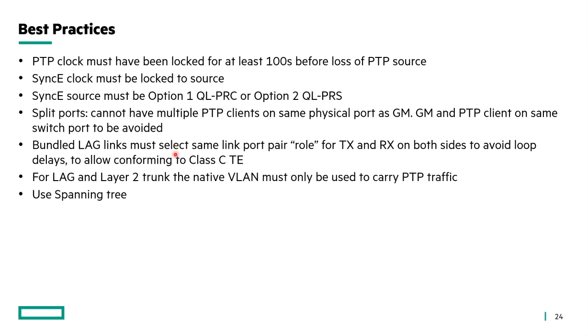Now, when you're bundling lag links, you must select the same link port pair role, and I showed that in the earlier config. So transmit and receive on both sides to avoid the loop, and it enables us to conform to Class C. And then for lags or trunks, the native VLAN must be used to carry the PTP traffic in between switches. And if you have clients that are using trunks for any reason, and you're sending PTP, it has to be down the native VLAN. And then obviously use spanning tree for blocked ports, and to have a loop-free environment too.